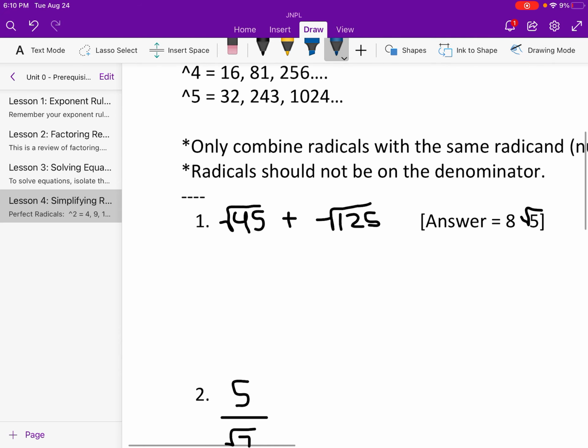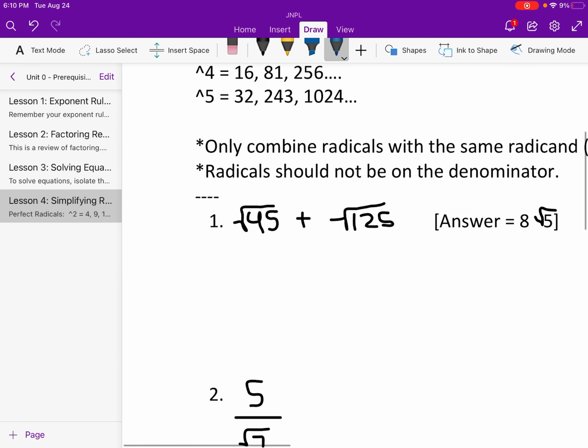Also, radicals cannot be on the denominator. Well, why, you might ask? For no reason, actually. It's just something stupid that someone came up with one time, but you still have to do it.